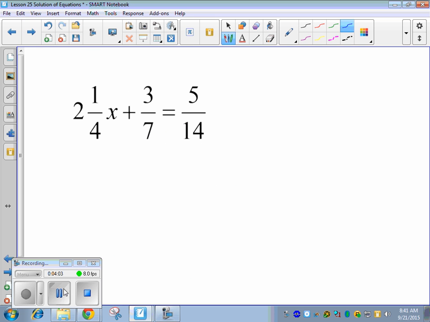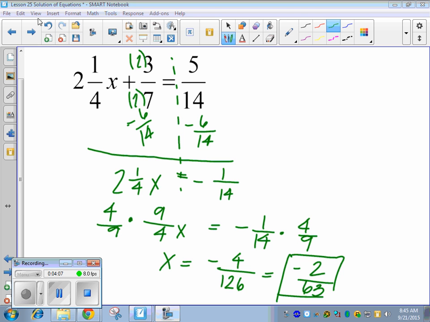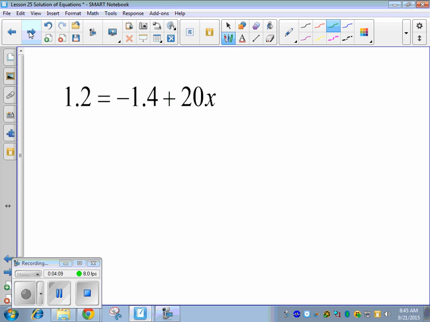All right. 2/4 x plus 3/7 equals 5. All right. Now we have a decimal problem. 1.2 equals negative 1.4 plus 20x. So to start, my first step is always going to be to try and get this entire x part by itself. So I'm going to have to add 1.4 to both sides.